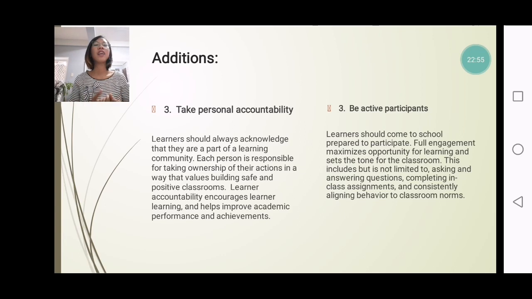And I think this is the last. Instead of 3, that should be 4th. Be active participants. Learners should come to school prepared to participate. Full engagement maximizes opportunity for learning and sets the tone for the classroom. This includes, but definitely is not limited to, asking and answering questions, completing in-class assignments, and consistently aligning behavior to classroom norms.